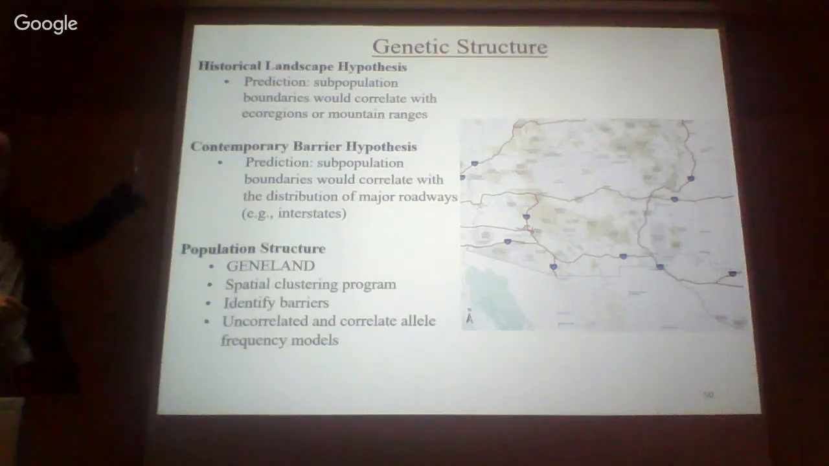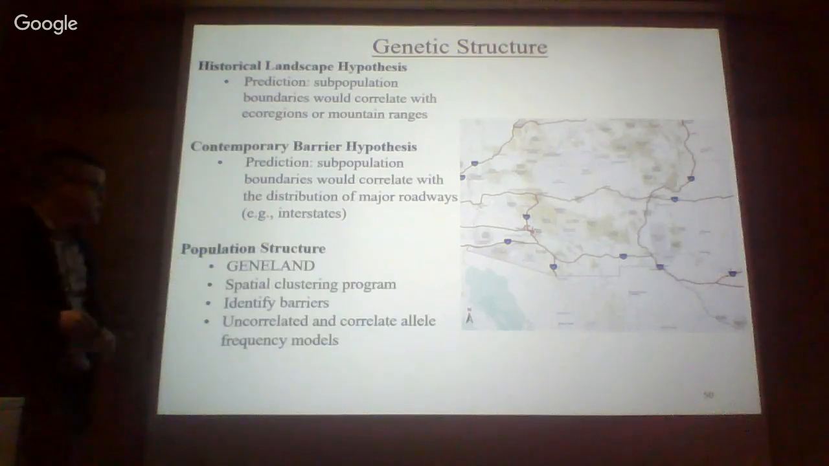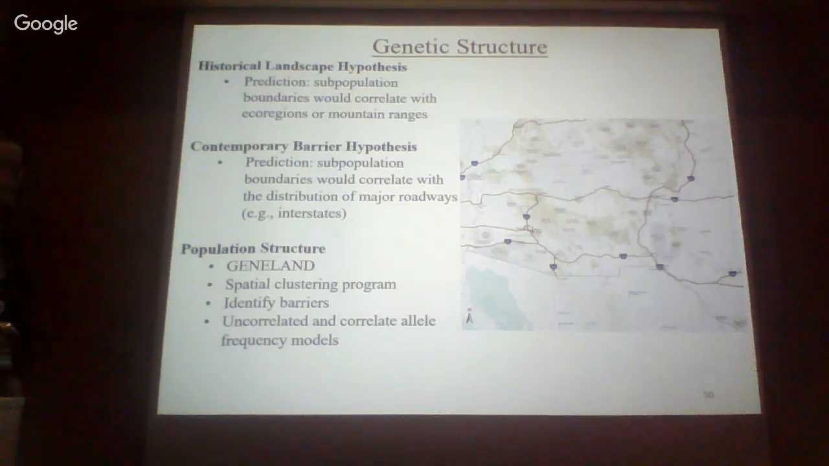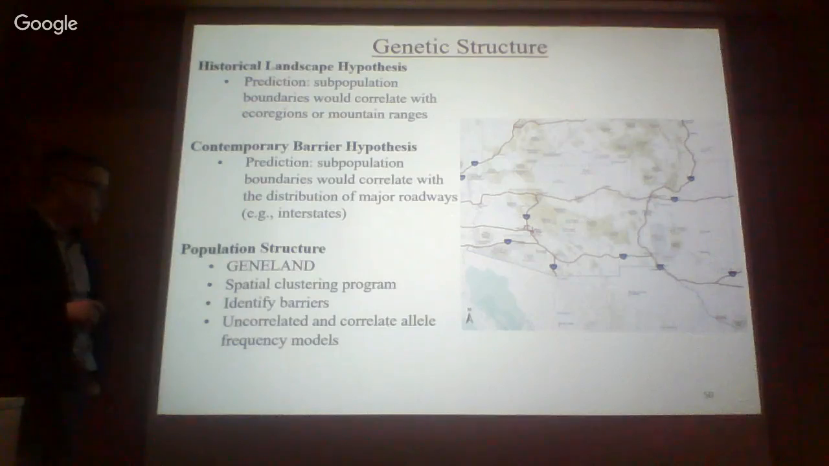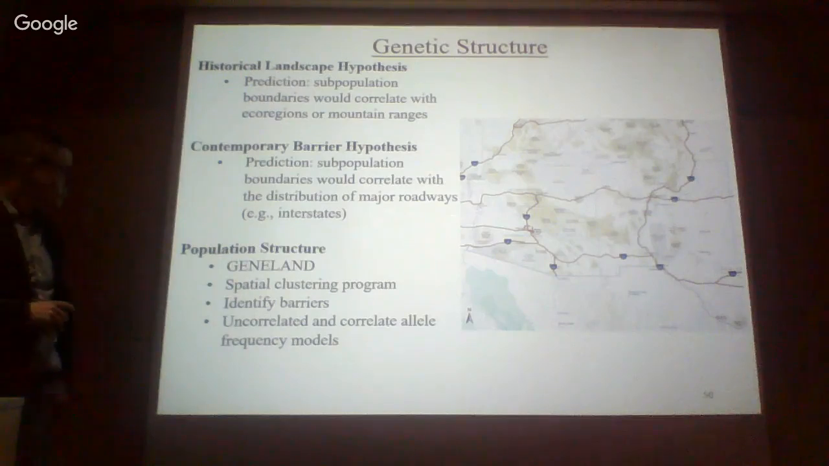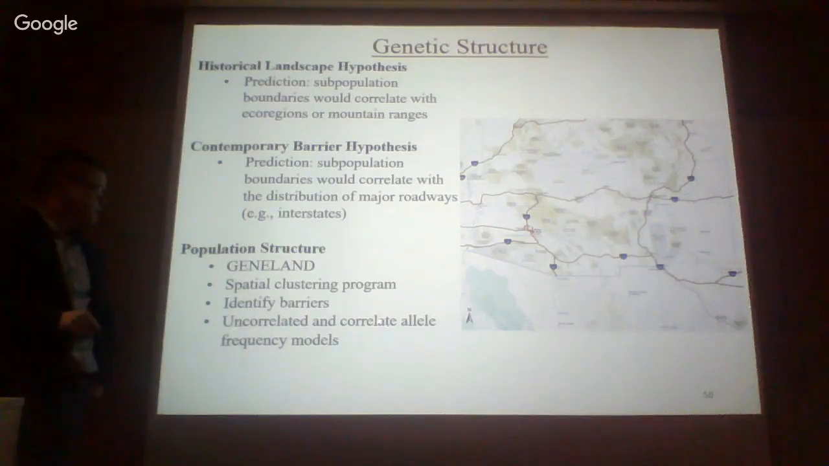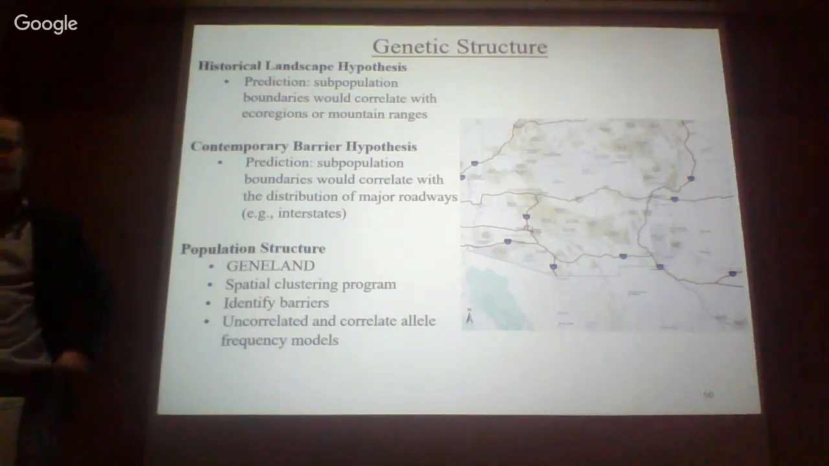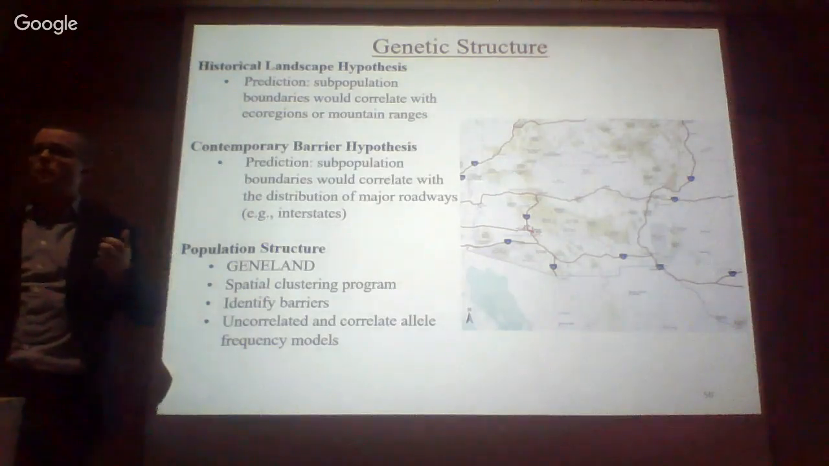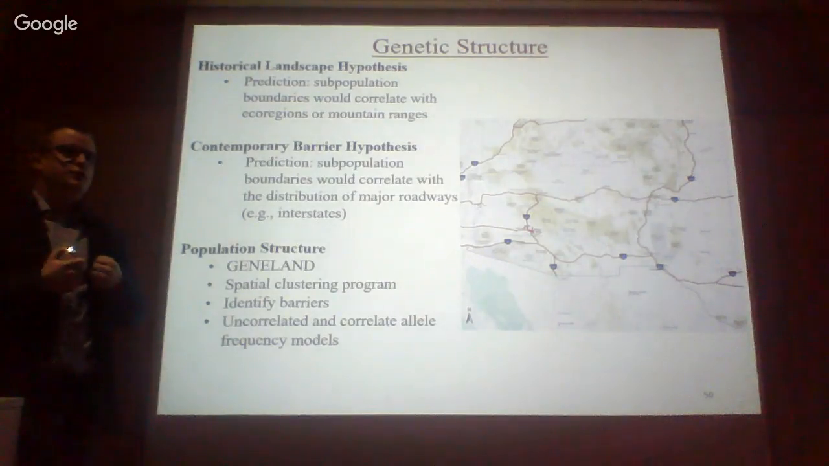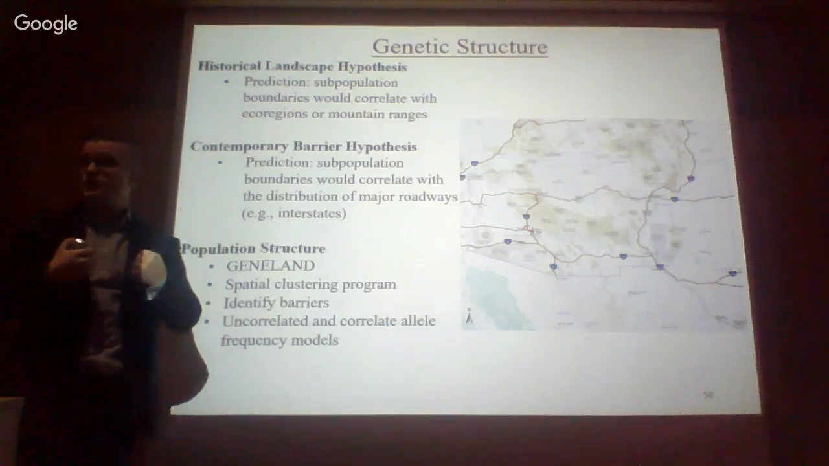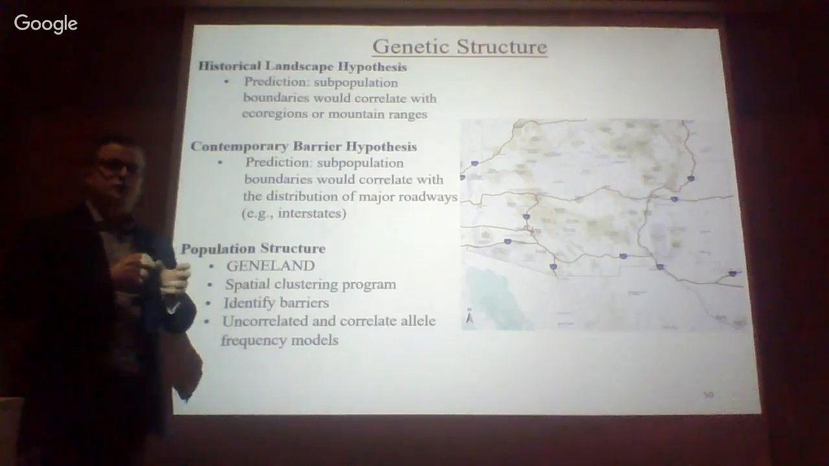To determine the genetic structure across the landscape, I used the program Geneland, which is a spatial clustering method that's been shown to be highly effective at identifying barriers compared to similar clustering methods. And I used both what's called an uncorrelated and a correlated frequency model. All this is doing is saying whether we assume allele frequencies should be independent of each other, or whether individuals closer to each other are more likely to share a similar genetic makeup.